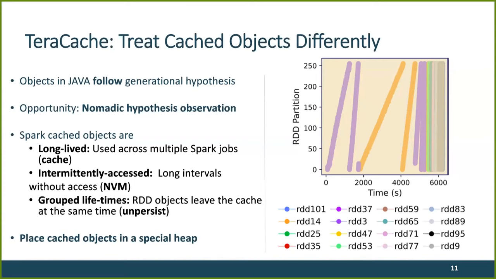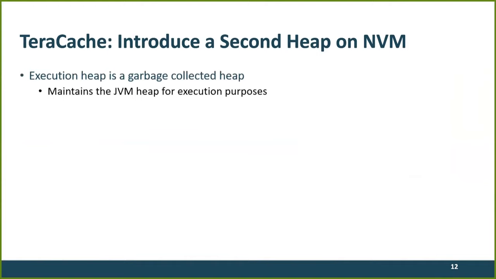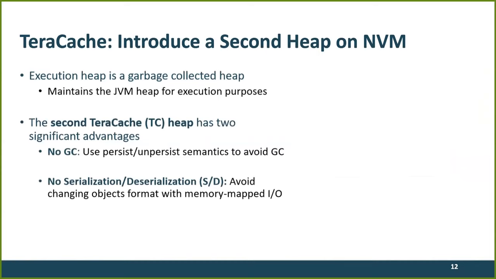So we select in our work to place cache objects in a special heap. We introduce TeraCache, which introduces a second heap over NVM. The execution heap remains a garbage collected heap and maintains the JVM heap for execution purposes. Now TeraCache as a second heap has two significant advantages. There is no garbage collection because we get persistent semantics to avoid GC over this cache data. And also we eliminate deserialization cost by using memory mapped IO, which avoids changing object formats between DRAM and persistent memory.